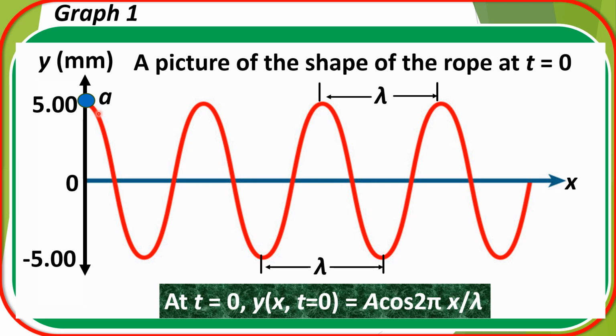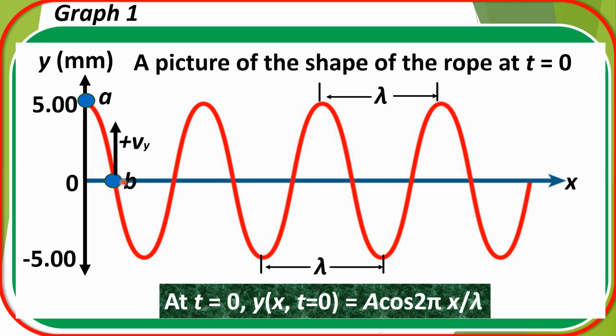At time equals 0, another particle B is at its equilibrium position. And at that instant, particle B is said to be moving with a positive velocity. That means it is directed upward. The velocity of any particle is at maximum when it is located at the equilibrium position.